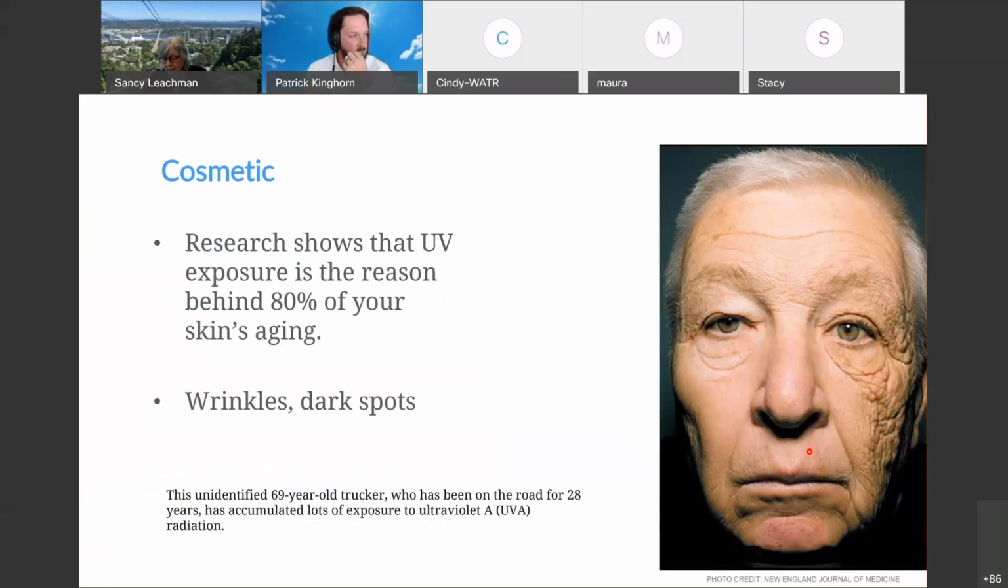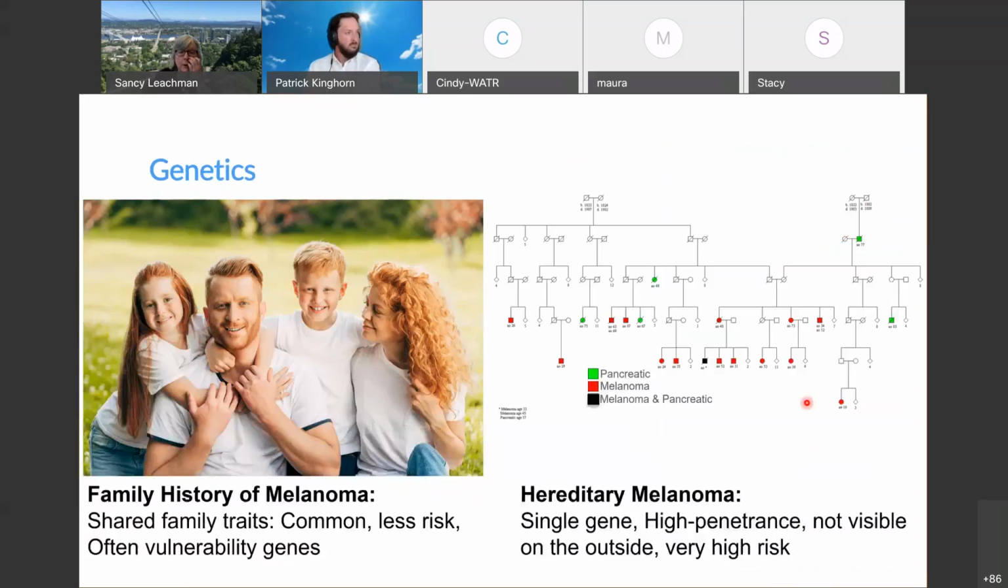So that's the difference. I guess the point I just want to make is that there's different kinds of genetics that are associated with melanoma. There's the genetics that are sort of the everyday genetics that place us at a little bit higher risk, and then there's the genetics that run in families that make you at really high risk.